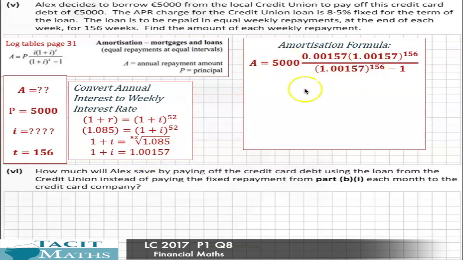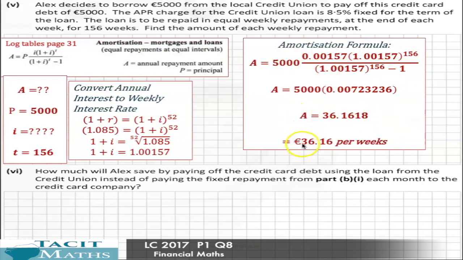Now once you have this done, then you can literally type that into your calculator. If I were you, I'd be careful with it. Maybe just do the fraction first and then multiply by 5,000, and it comes out as that. So that means he's going to be paying €36.16 per week to pay off this loan.